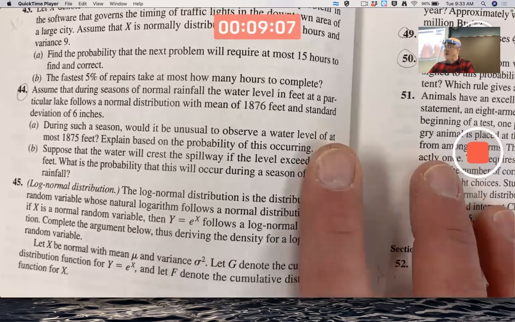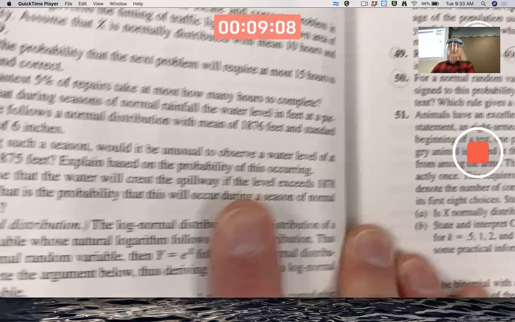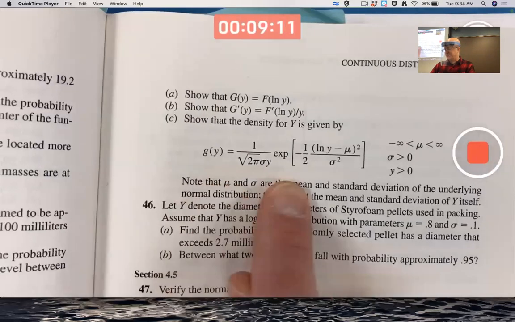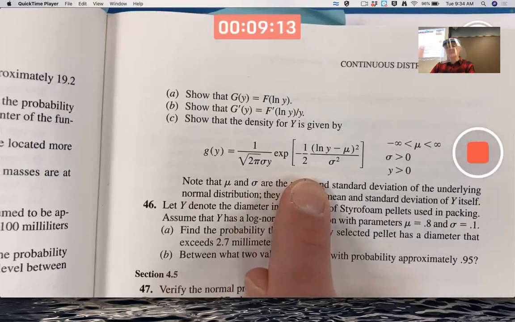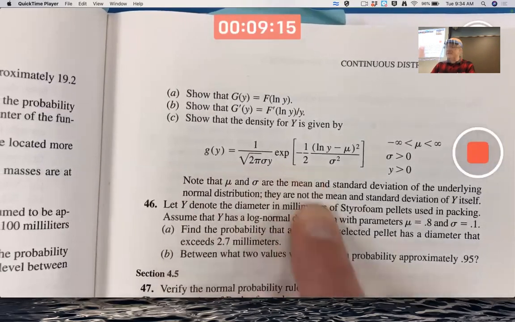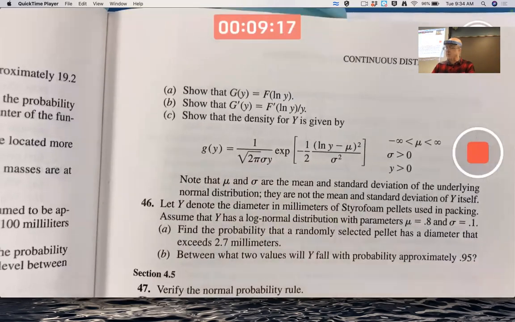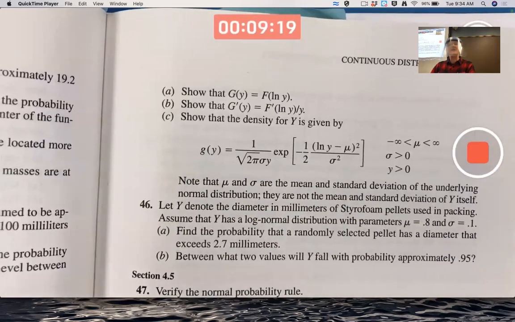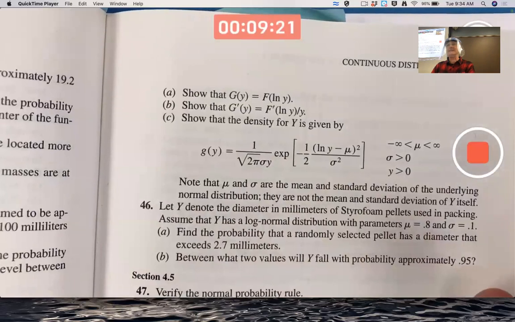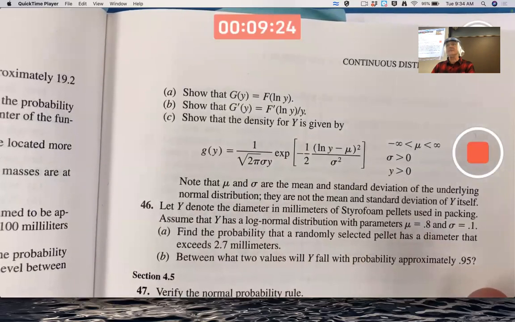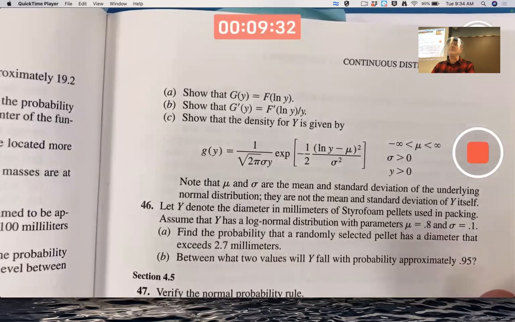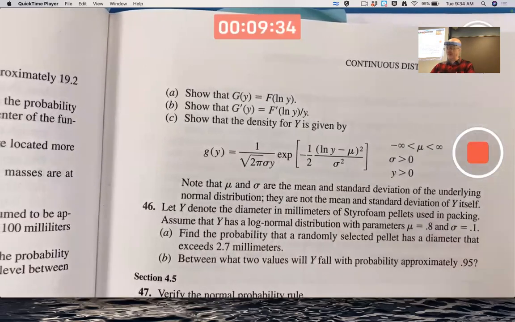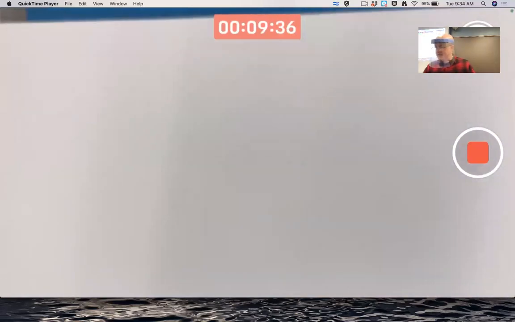What are you trying to do in this problem? You're ultimately trying to derive the formula for the density, the PDF. And in 46, we were going to use it, so let's work on both of these problems. Essentially what the book is outlining for you is the CDF method, the cumulative distribution function method. Find capital G, the CDF of capital Y, first, and then differentiate it to find the PDF, the density. Let's go through those details again.